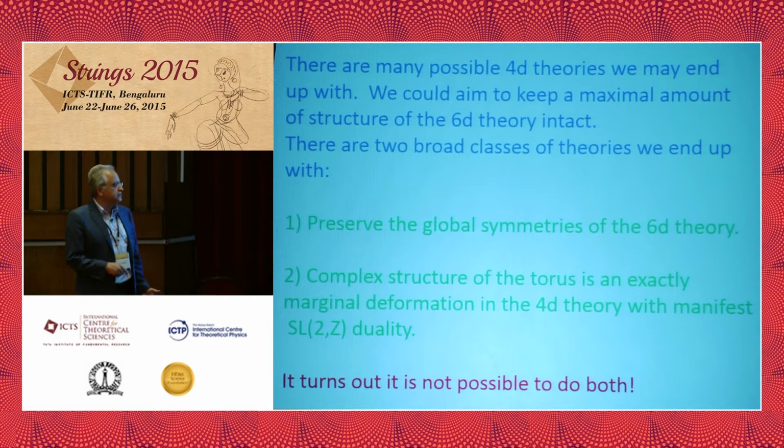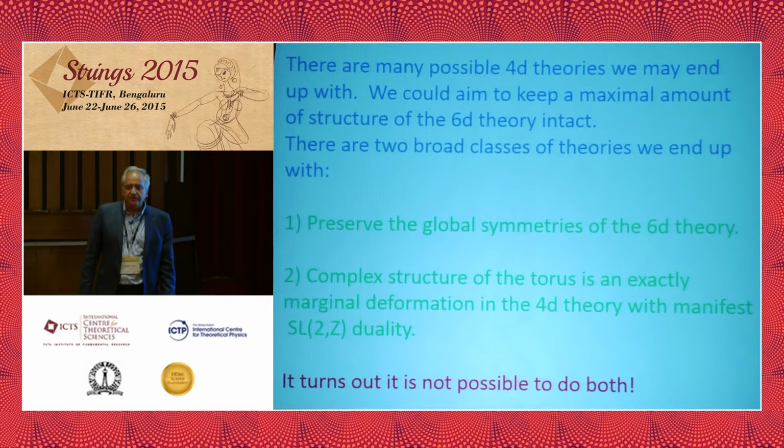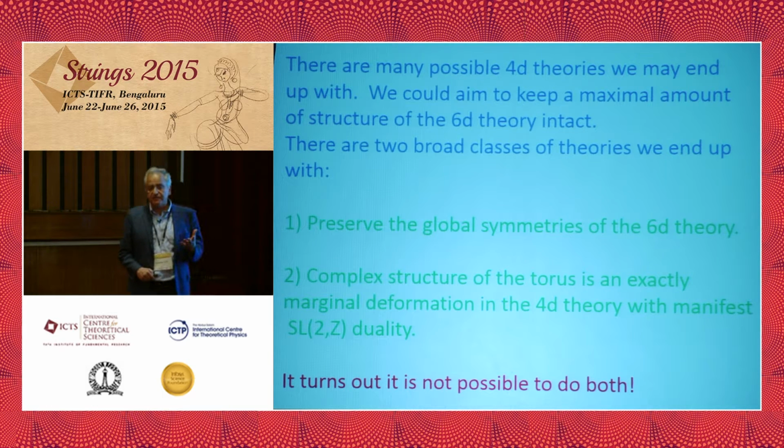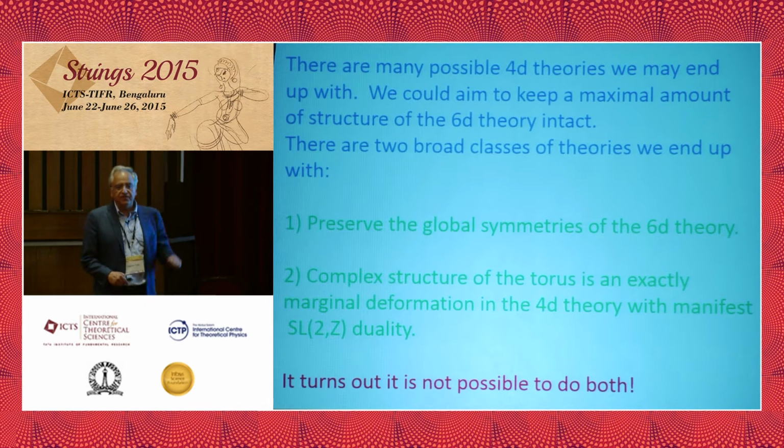Well, one thing we could do is say we want to preserve global symmetries, in which case we would not be turning on a Wilson line in the global flavor symmetry direction if we want to preserve all of them. So that's one thing we can do. Or we could insist that we want to get a 4D theory for which SL(2,Z) duality is manifest in terms of the moduli space of the resulting 4D theory as a marginal deformation of the theory.